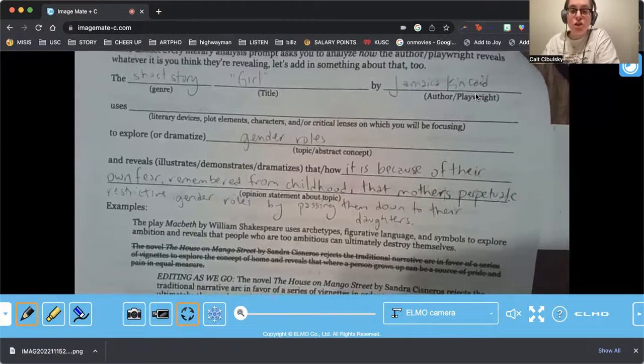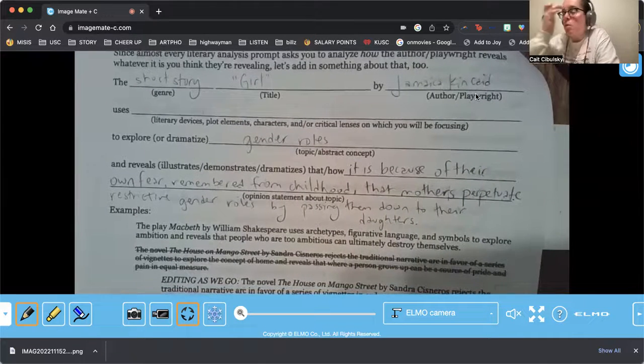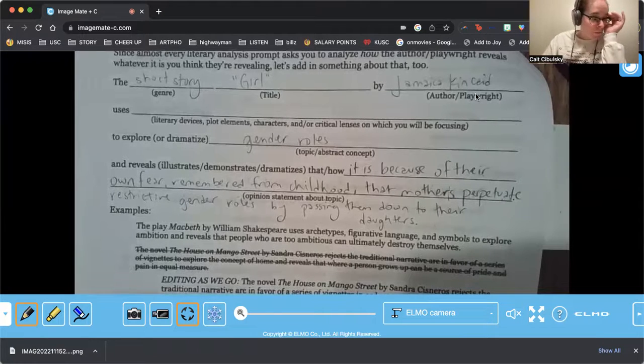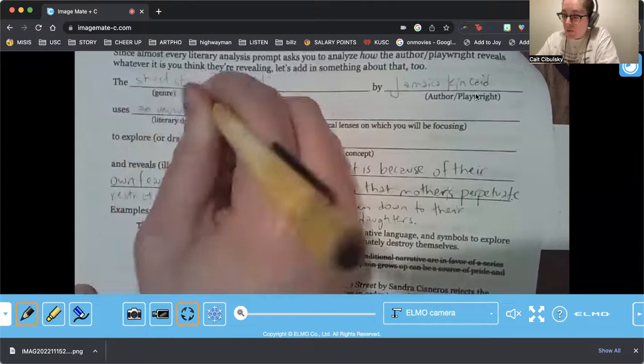Like, what is it that she's doing, how does she reveal this? I think that I want to organize my body paragraphs chronologically, like beginning, middle, end, right? So I'm going to say something like uses, I may just name a couple of literary devices that I think I'm going to end up talking about when it comes to my evidence. So I think I'm going to name some literary devices here. Uses an unusual format.